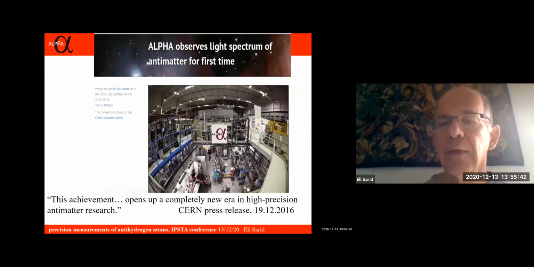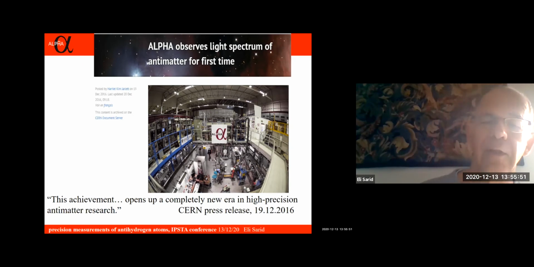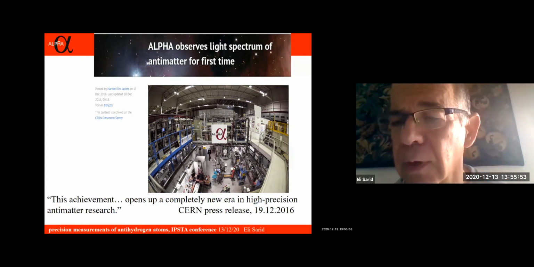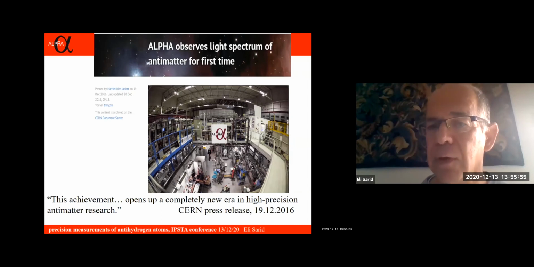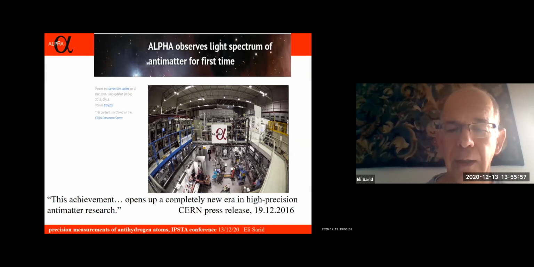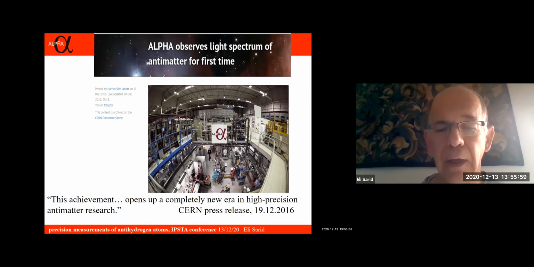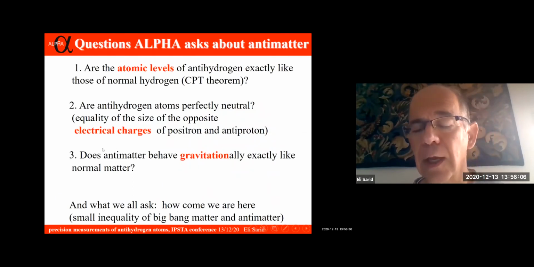This is how it looked in the CERN press release in 2016, where CERN described the achievement at that time, when we first measured the light spectrum of antimatter, as a completely new era in high precision antimatter research. And this new era is where we are today.